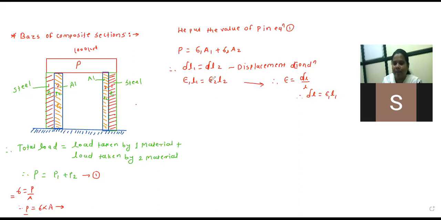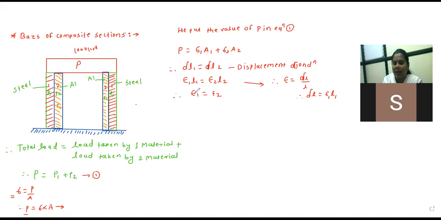This is the base. So epsilon 1 L1 is equal to epsilon 2 L2. Now we will assume epsilon 1 is equal to epsilon 2, that is, elongation in the first rod or first material is equal to elongation in the second material. Already we have written here change in length in first material is equal to change in length in second material. That's why I have written here strain in material 1 is equal to strain in material 2.